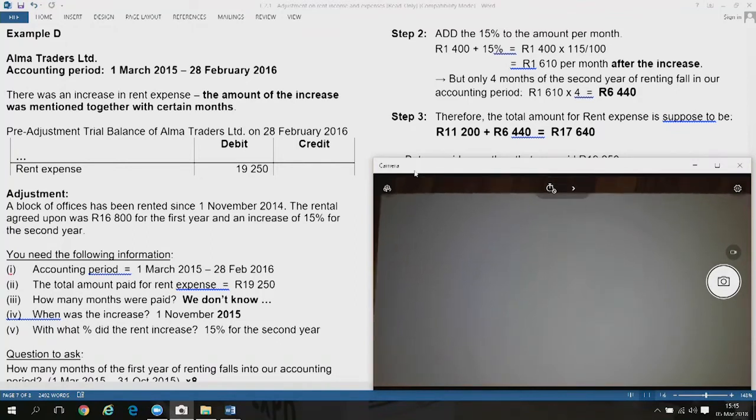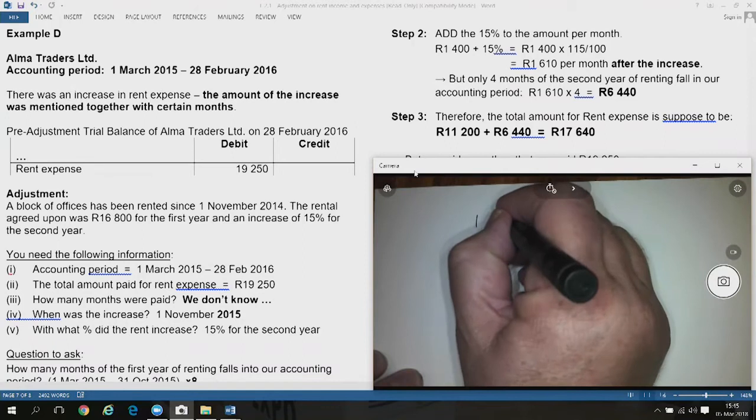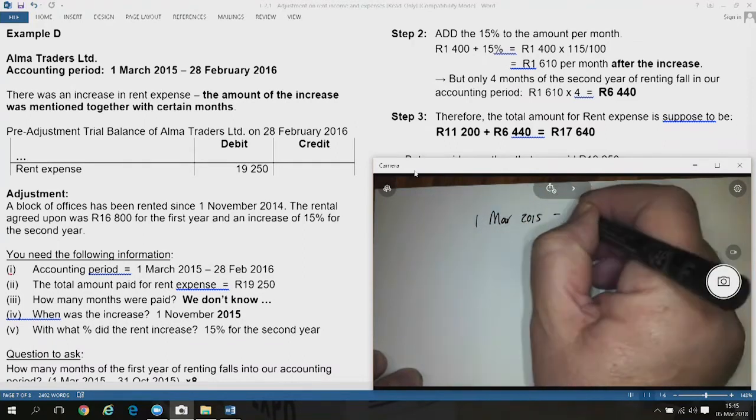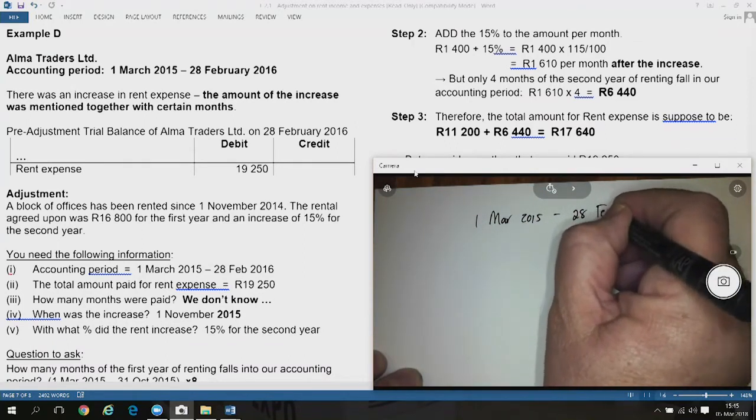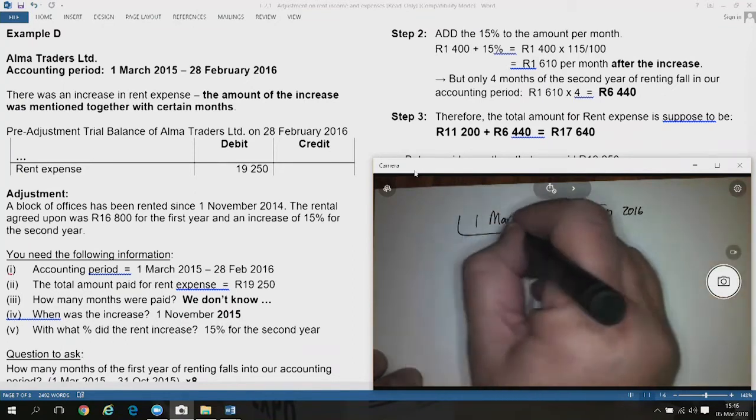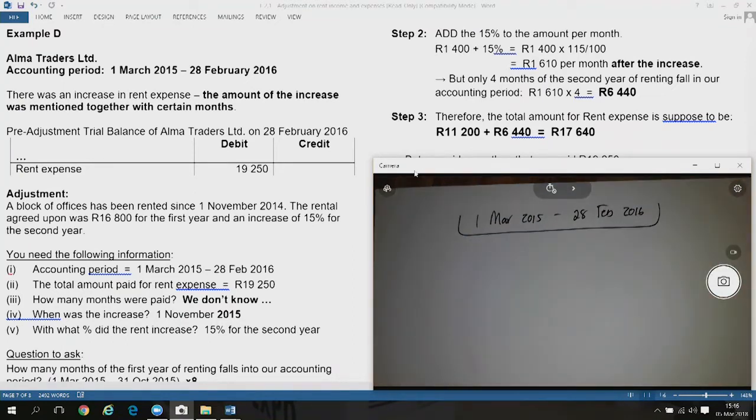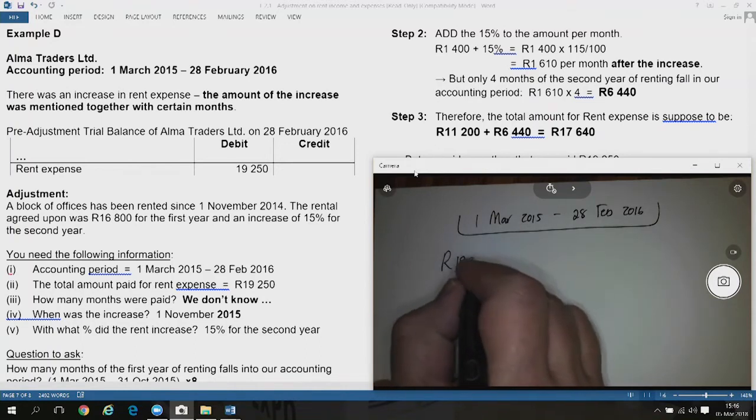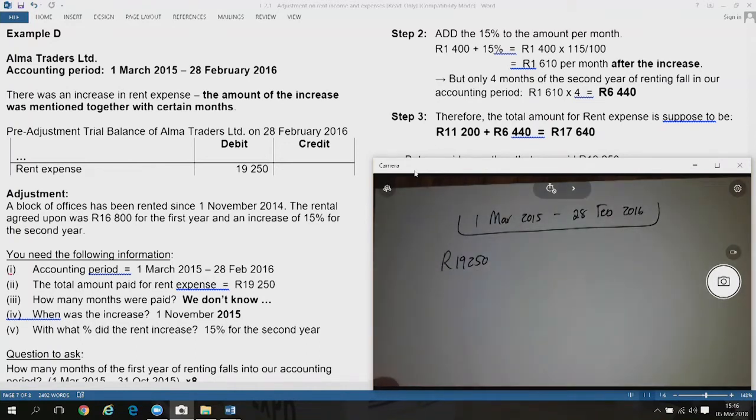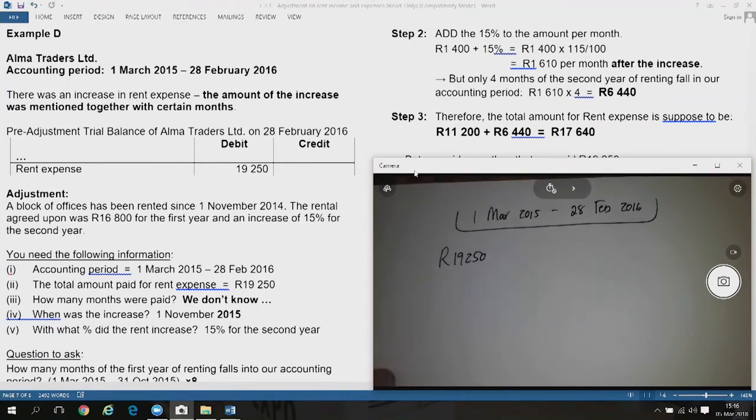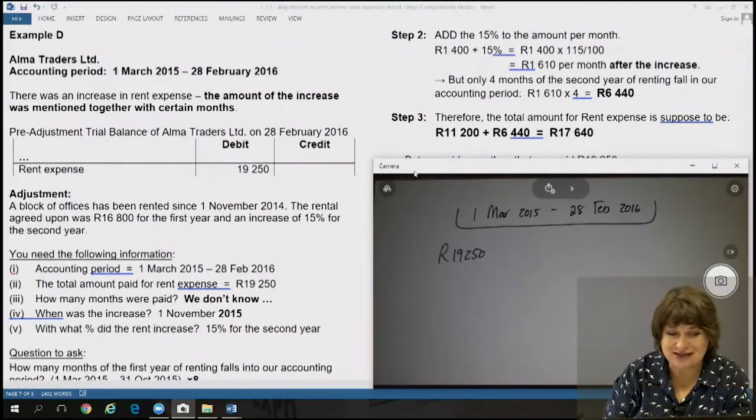We are back at Allmart Traders, so the 1st of March 2015 until the 28th of February 2016. They say the amount of the increase was mentioned together with certain months. The total for the rent expense is 19250. This one you don't see often, but if you see it, don't be afraid of it, just do it, okay?